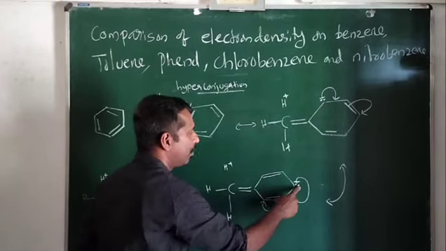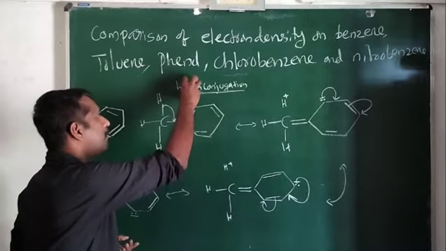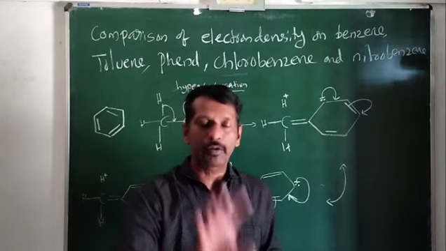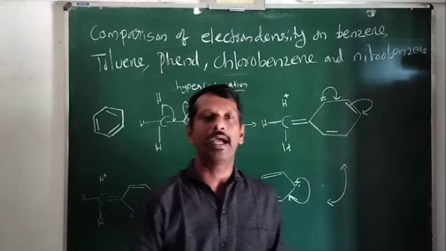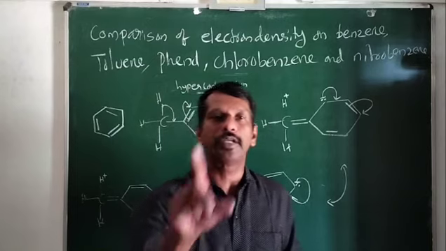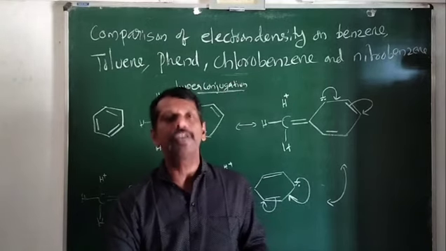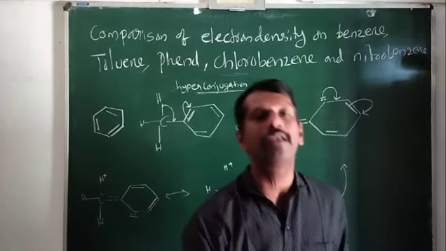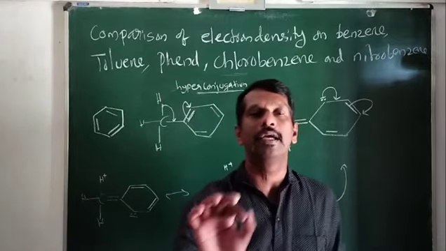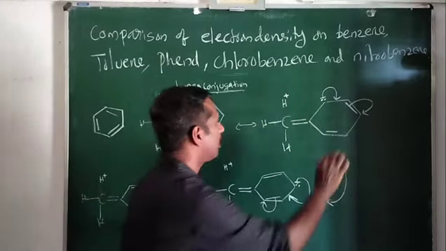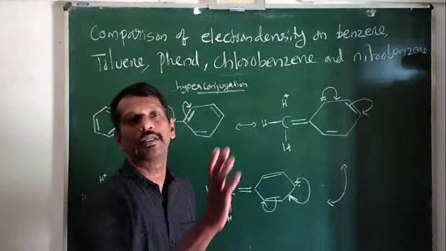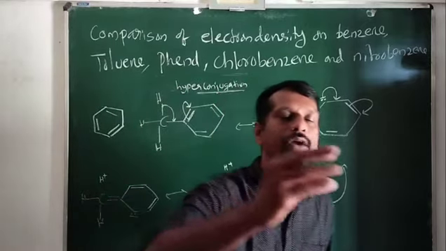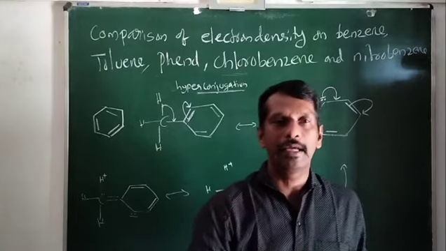Para position and ortho position, because by the hyperconjugation effect and plus I effect of the methyl group, the ortho and para positions of toluene are negatively charged. Therefore, the incoming electrophile will definitely attack at the ortho and para positions. That means it will not attack the meta position, because the ortho and para positions are negatively charged. Therefore, the positively charged electrophile definitely will go to the ortho and para positions.